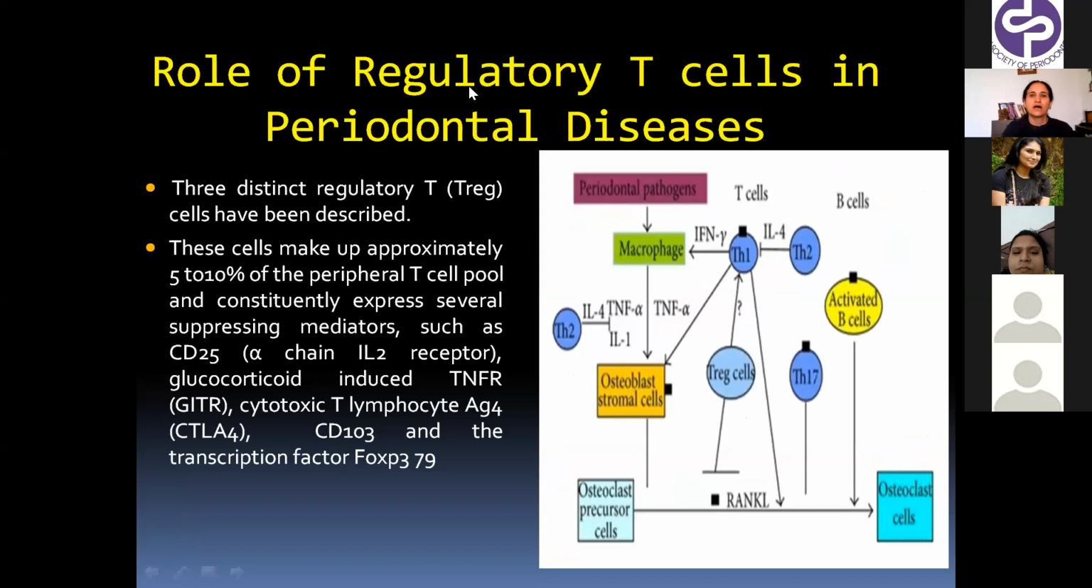So how do the regulatory cells in periodontitis, these Th cells, regulate different types of differentiation? These regulatory cells will not allow the osteoclast precursor cell to go into the osteoclast. So this regulates the formation of osteoclasts and ultimately leads to the stopping of the bone loss in that particular area.